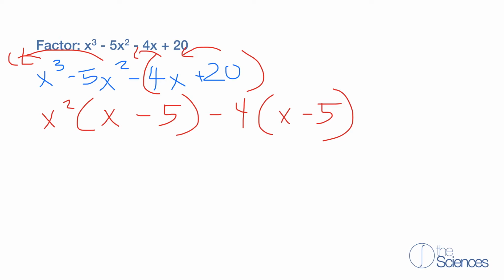So now here we can see that we have two like terms. So now we can group these. We can factor out x minus 5 from each term. So when we do that, we get x minus 5 times x squared minus 4.